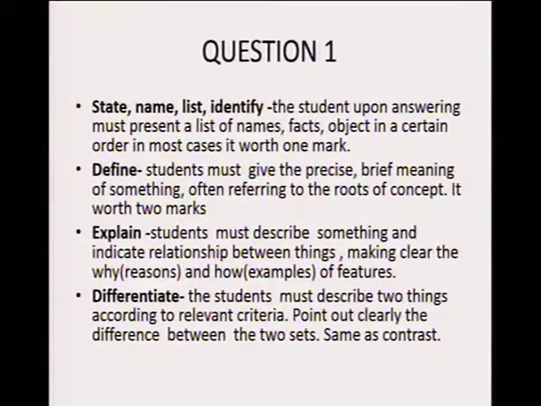So if someone asks you to list, you don't need to go on and give an explanation. If you are defining, you have to give the meaning of something. In most cases, we are referring to the root of the concept, and in most cases, the defining question consists of 2 marks. Explain: the student must describe something. You have to also talk about the relationship. You have to make it clear by giving a reason, and if possible, give examples. The explaining part is mostly 3 or more marks.